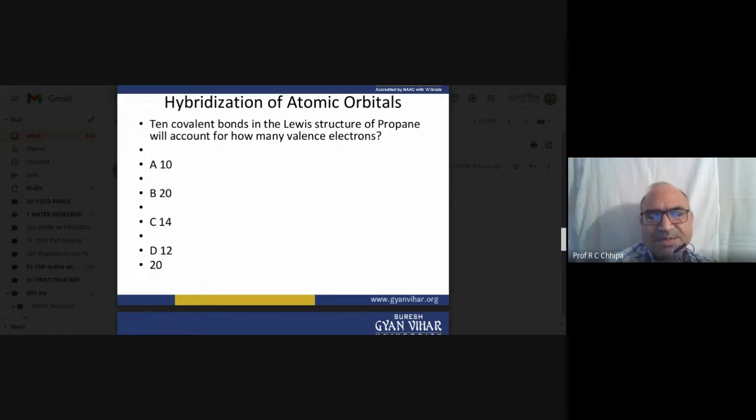Here, the hybridization of propane. What is propane? Three carbon atoms, a long hydrocarbon: CH3, CH2, and CH3. So how many valence electrons? All of you know about carbon, where in the excited state the four electrons are present. So the 10 covalent bonds in the Lewis structure of propane will account for how many valence electrons.